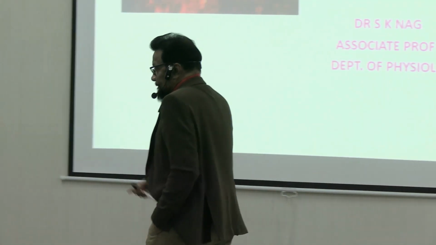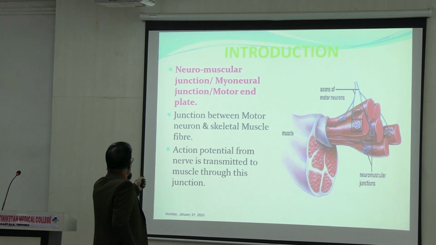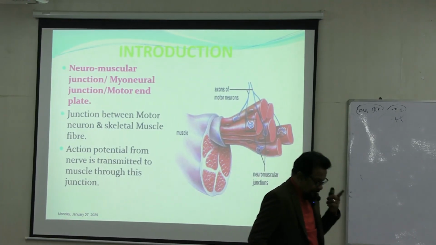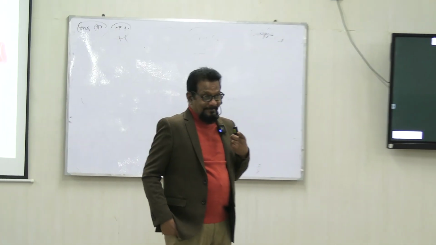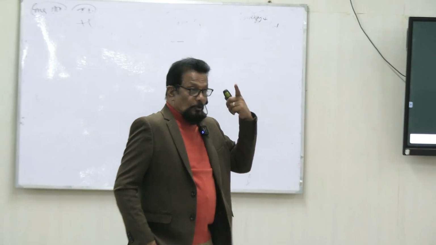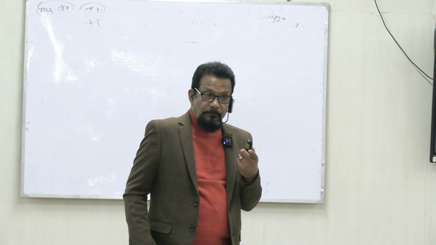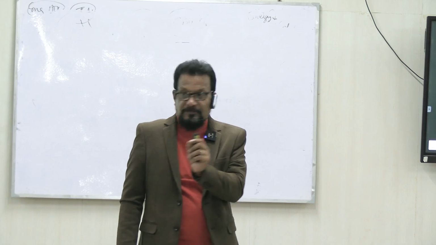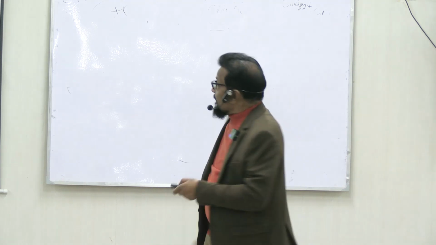These motor nerves, so what is it? Action potential from nerve is transmitted to muscle through these junctions. So action potentials mean impulses, means the order that has to be carried out. So it is coming in the form of nerve impulse, in the form of action potential. So this action potential has to be transferred to the muscles. Then only muscle will contract.